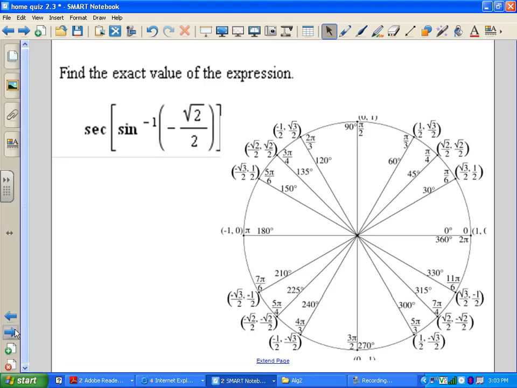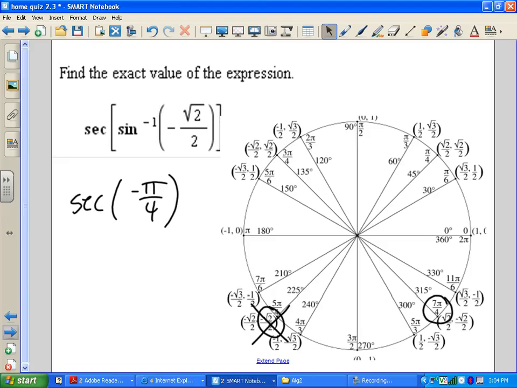Now, let's look for where the sine is negative square root of 2 over 2. So where are you at? Here you go. At 5 pi over 4 and at 7 pi over 4. Well, we're doing inverse sine here, and none of the inverse sine values are in the third quadrant, so not that one. So let's find that 7 pi over 4, or we should call that negative pi over 4. Now let's find the secant of negative pi over 4.